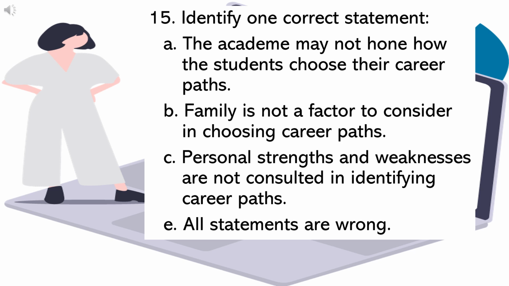15. Identify one correct statement. A. The academe may not hone how the students choose their career paths. B. Family is not a factor to consider in choosing career paths. C. Personal strengths and weaknesses are not consulted in identifying career paths. E. All statements are wrong.